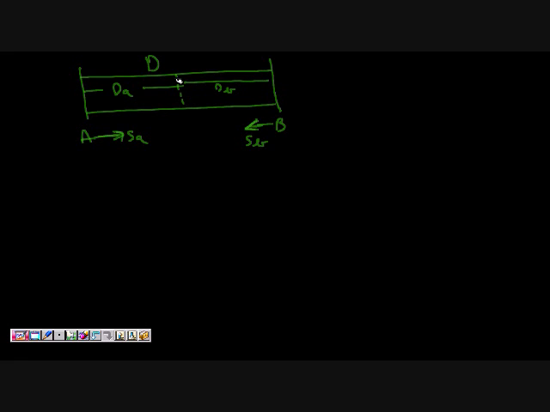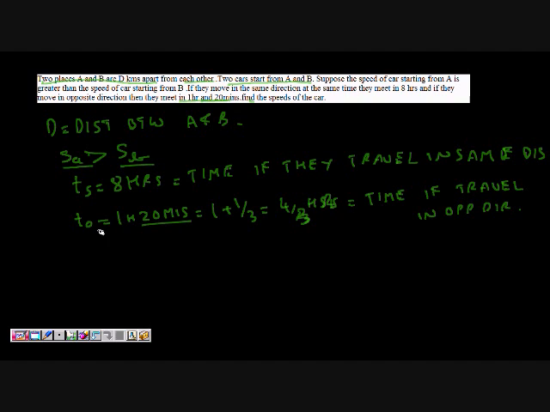Let's say that dA is the distance traveled by car A before they meet each other, and dB is the distance traveled by car B before they meet each other. So we can write D is equal to dA plus dB. We also know that the time taken by these two cars to travel distance dA and dB is the same. So the time taken by car A to travel distance dA is equal to the time taken by car B to travel distance dB, and the time is T of O. That's the time these two cars travel to meet each other when they're traveling in the opposite direction.